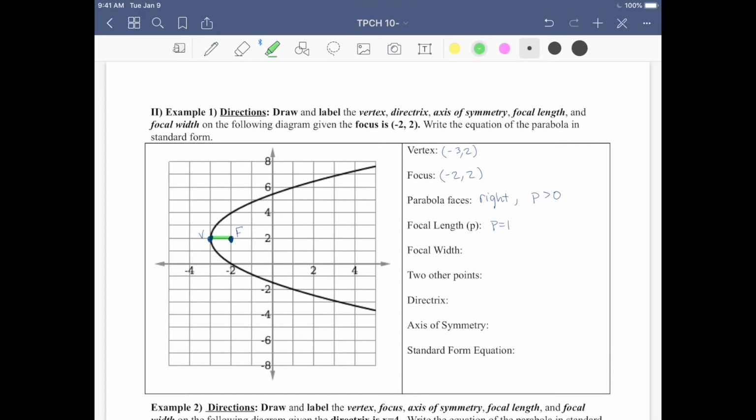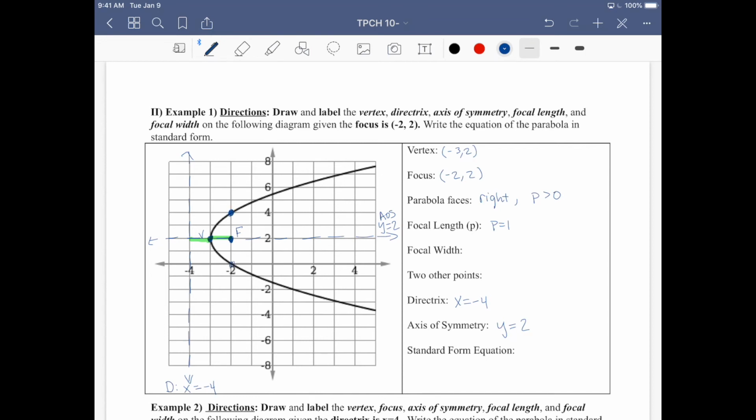Also, that p-value is also going to be the distance from the directrix to the vertex, so I can find my directrix next. My directrix is going to have the equation, I'm just going to use D for directrix, x equals -4. We can also figure out our axis of symmetry as it goes through the vertex and the focus. This is y equals 2, so I'm going to call that AOS. So y equals 2.